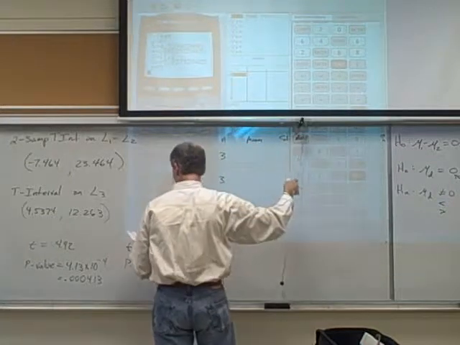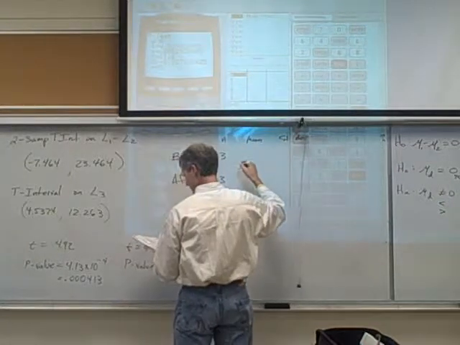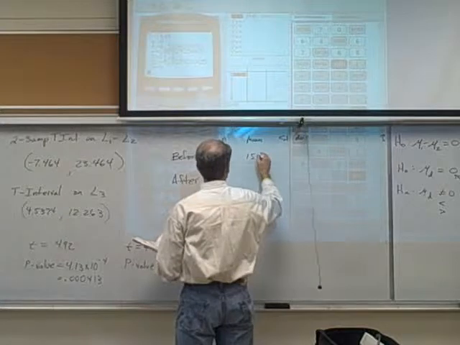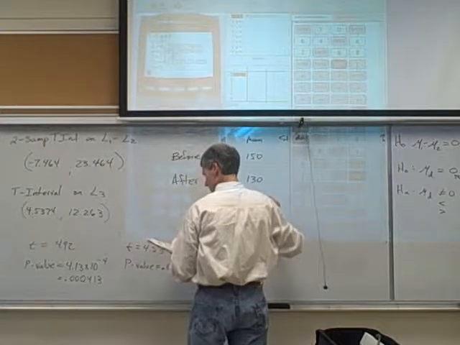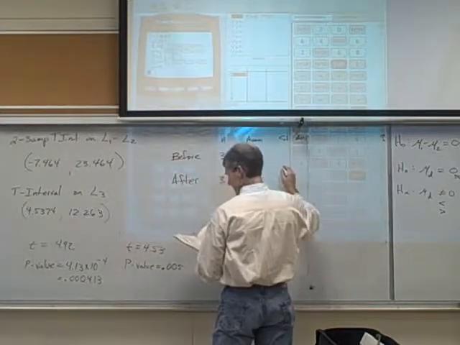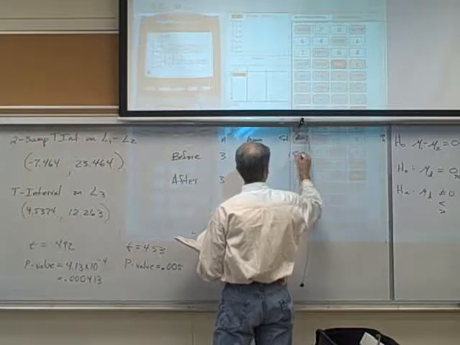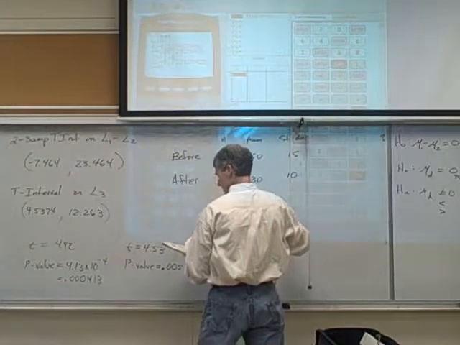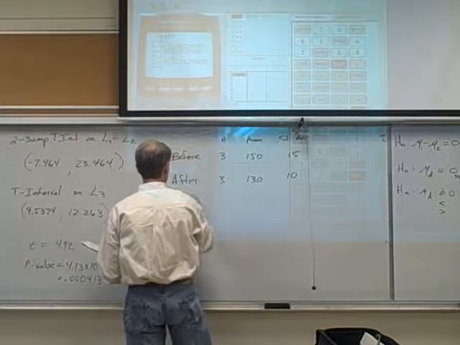He also has standard error of the mean, but I don't need that for what I'm going to do, so I'm not going to write it. 150, 130 are the means, and standard deviations are 15, 10, and then difference.